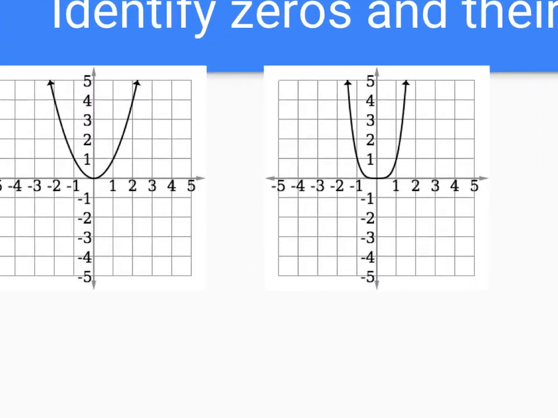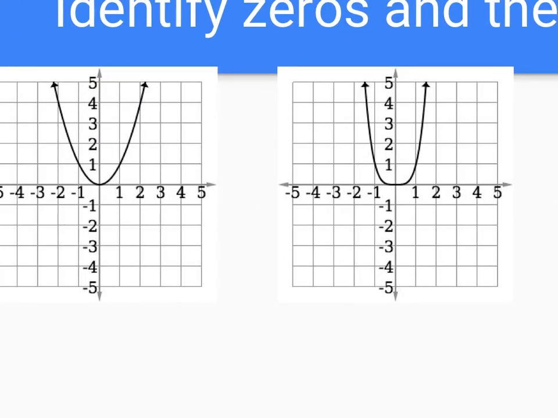Here, in these two examples, this one is x squared. This one is x to the fourth. So this one has a 0 of 0 with a multiplicity of what? So this one has a 0 of 0 with a multiplicity of 2. This has the same 0 with a multiplicity of 4. So graphically, what do you see as a difference here?